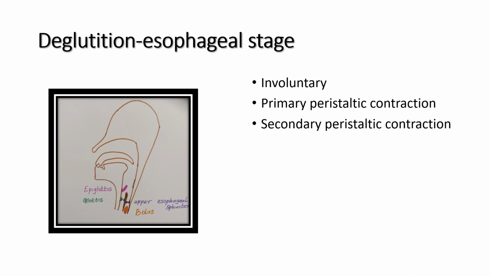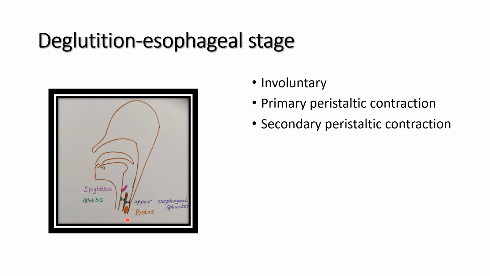Esophageal stage of deglutition: this is involuntary. Food enters from the pharynx into the esophagus through the opening of the upper esophageal sphincter. When food enters the esophagus, it produces a primary peristaltic contraction due to the stretch. The primary peristaltic contraction moves the bolus down the esophagus, and the lower esophageal sphincter opens.